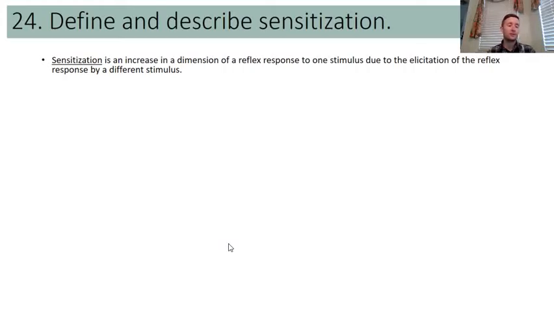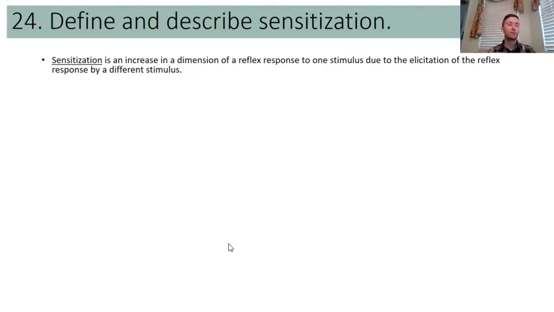But habituation and potentiation result from the repeated presentation of a single stimulus. Notice that sensitization is the result of the presentation of two stimuli. First, one stimulus that elicits a reflex response. Then a second stimulus that elicits the reflex response specifically because the reflex response was already elicited by the first stimulus.